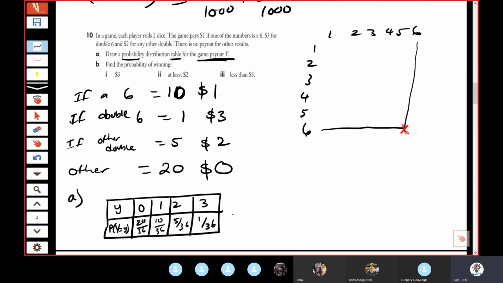And then obviously we've already answered the next bit. Find the probability of winning $3: 1 out of 36. At least $2: 6 out of 36. And less than $3 will be these 3. If you've done it right, all of these numbers must add up to one whole. We know it is right because these all add up to 36, so 36 out of 36 gives you 1. Andy, does that make a lot more sense now? Yeah.